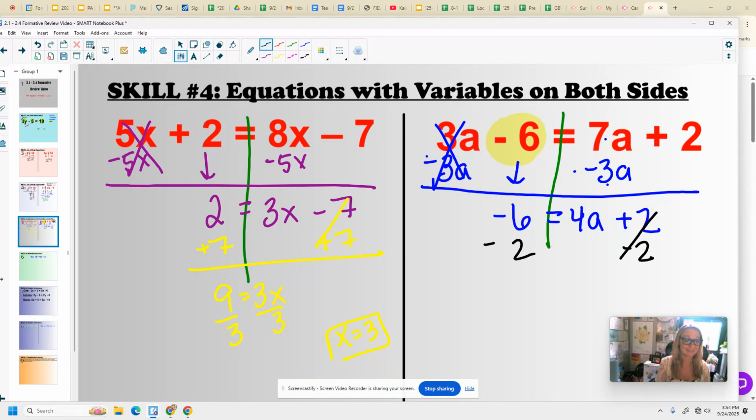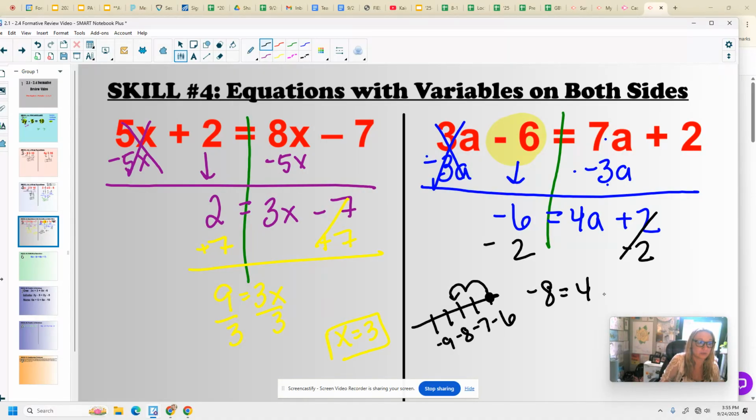Please be careful. If I'm at negative 6 and I take away 2 more, think of a number line. I'm at negative 6 and I take away 2 more. I end up at negative 8 equals 4a. And I divide both sides by 4, and I get a equals negative 2.